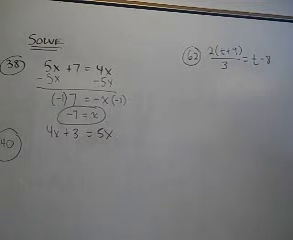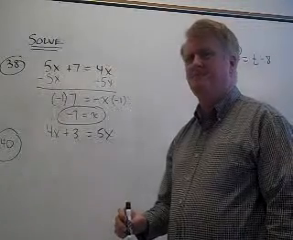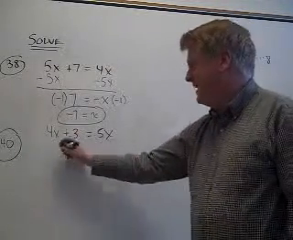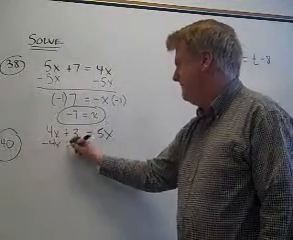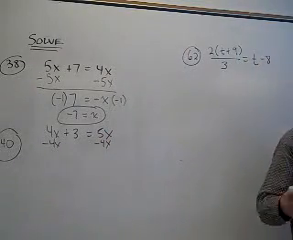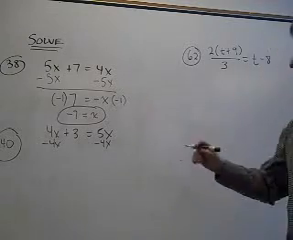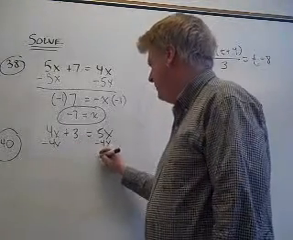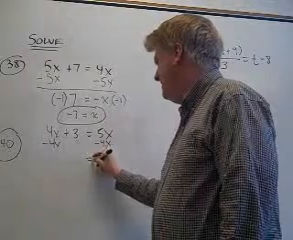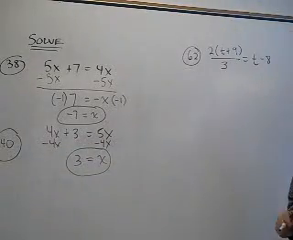Number 40 is almost the exact same problem. What are you going to do first in number 40? Subtracting the 4x is what's going to make everything good. So we don't have any parentheses to clear. We don't have any fractions to clear. We don't have any like terms to gather. That's fairly simple. We end up with x this time equals 3, and then we're done.